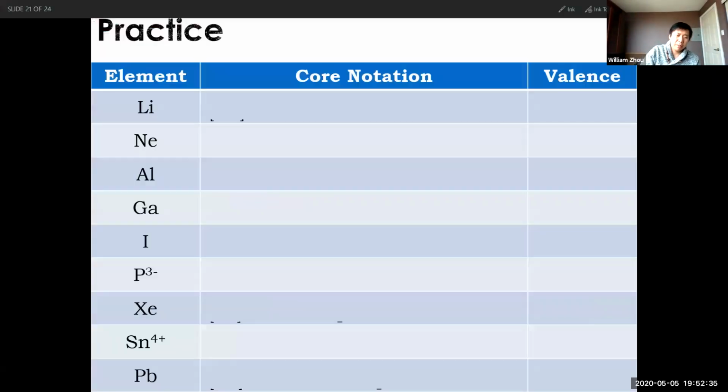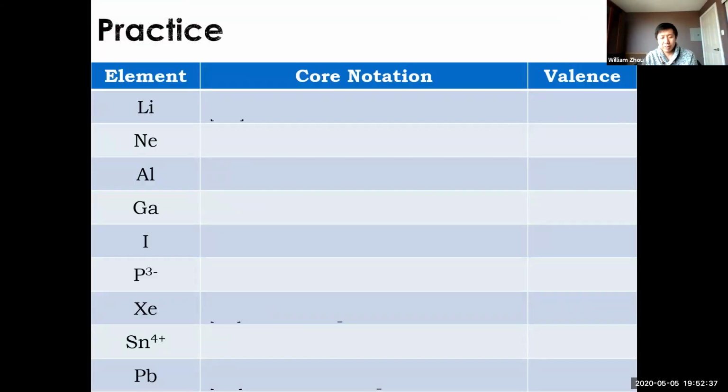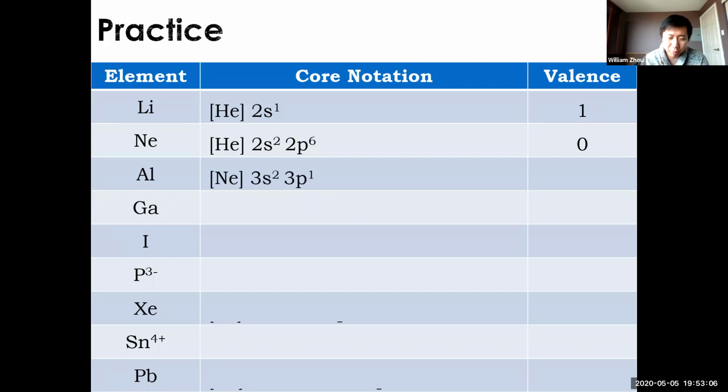All right, taking this up, the first one, lithium, that's a really simple one. So all you have to do is write the core configuration. That's just 2s1. The valence electron, well, it doesn't take a genius to figure out it's 1 because you only have 1 electron there. Neon, the configuration is 2s2, 2p6. Valence electron is not 8, it's 0 because that is a noble gas. Aluminum is another simple one, 3 because 3s2 and 3p1.